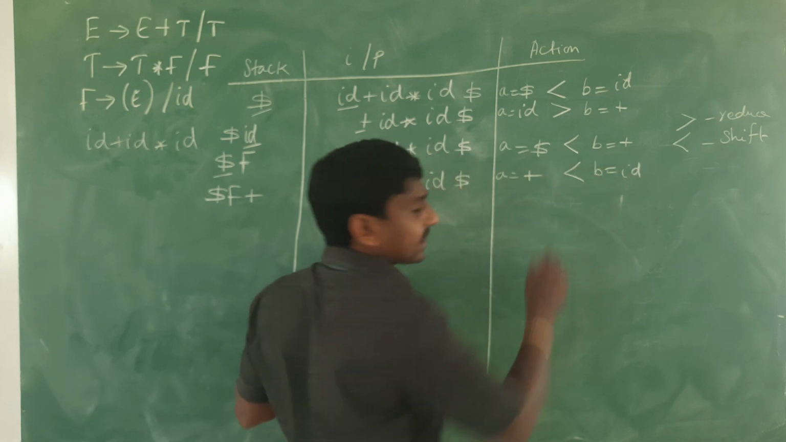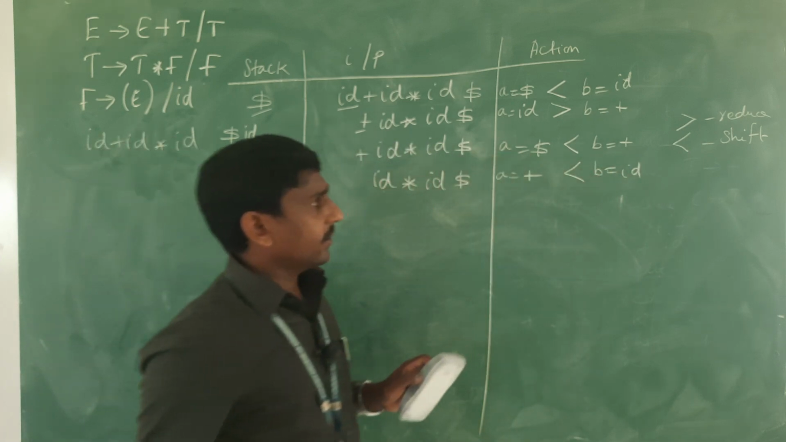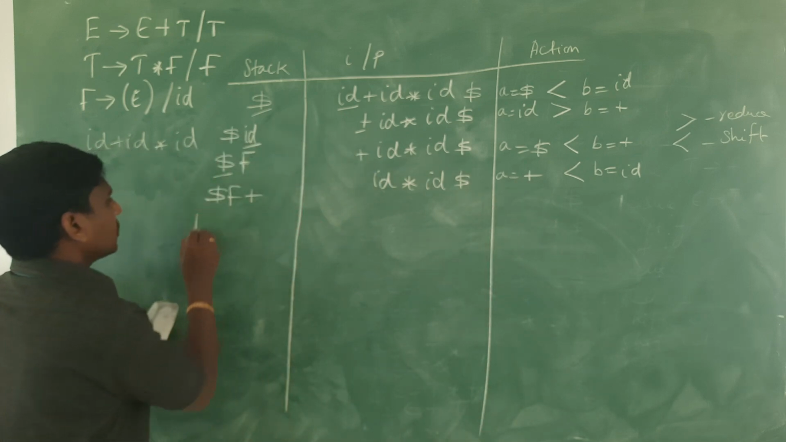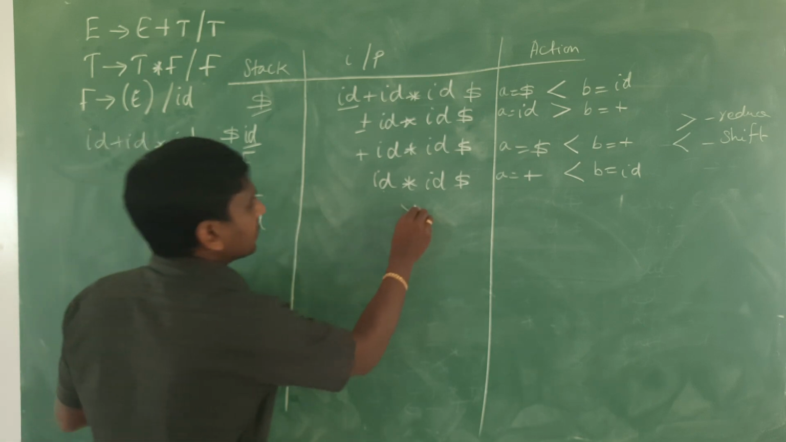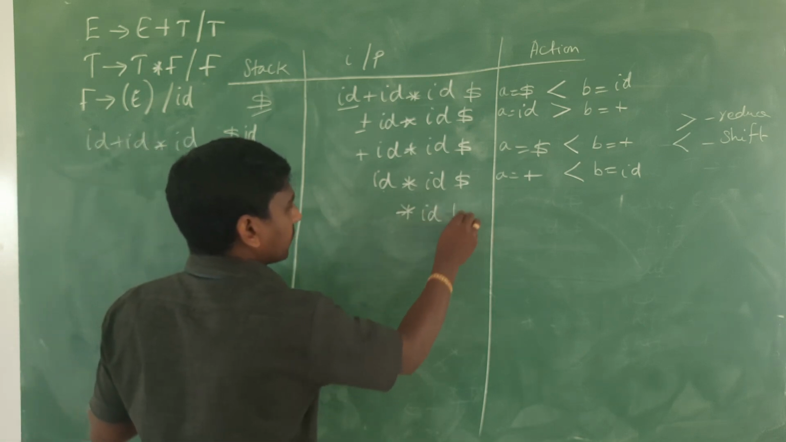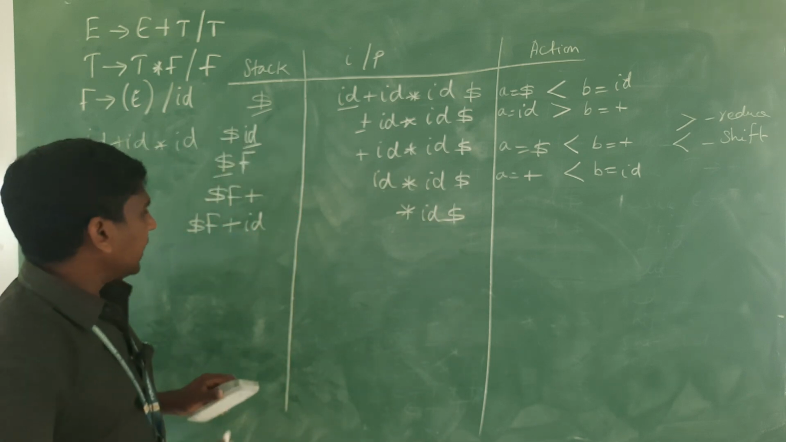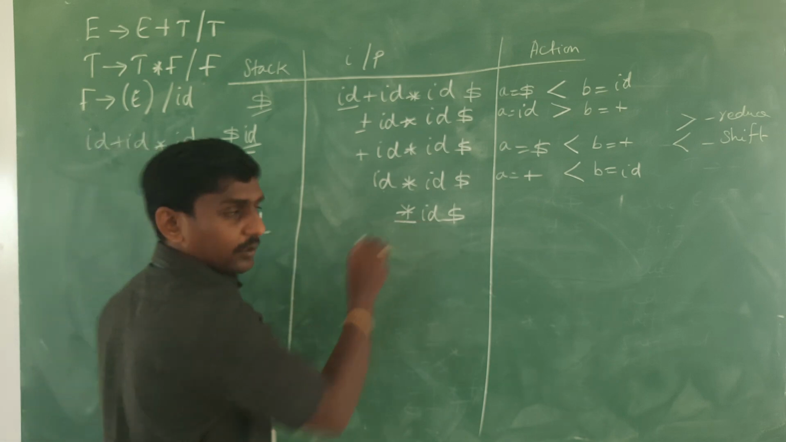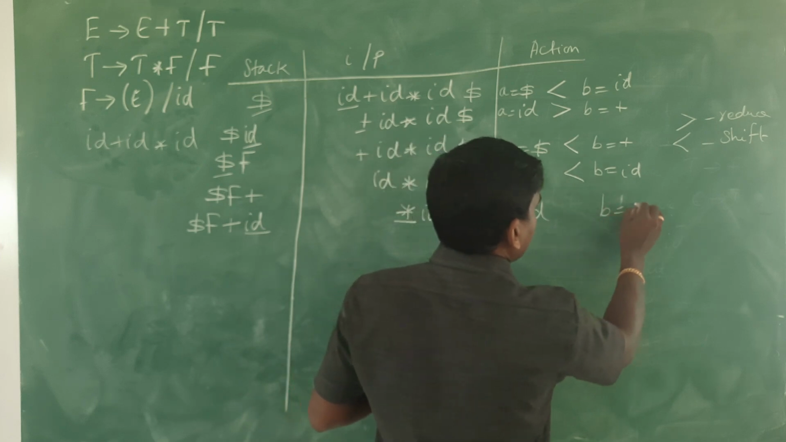Which has the highest precedence? Id has the highest precedence. So it is greater than, sorry, less than. If there is less than, what do we want to do? Shift. So dollar f plus id, here star id dollar. Clear? Now tell me what is a? We have to compare with which one? This id and this star.